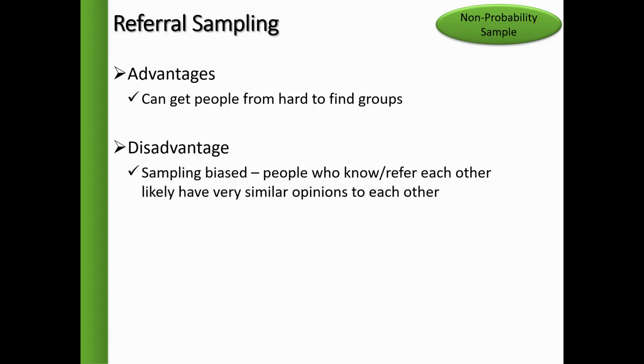Advantages, can get people from hard to find groups. Disadvantage, sampling is biased. People who refer each other likely have similar opinions to each other. Okay, so they think in similar ways.